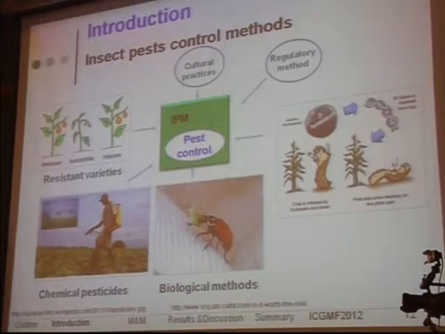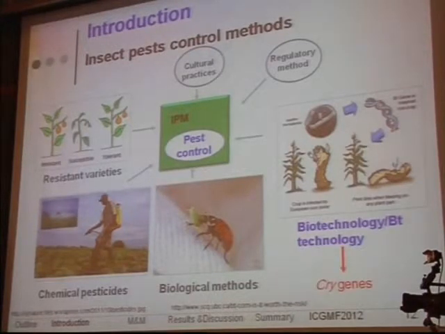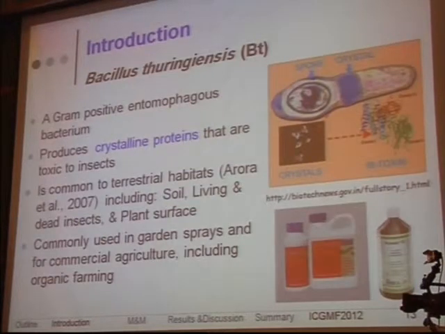And of course, the most important one, let's say from this conference, is the technology tools using BT or Cry genes. BT is a gram-positive bacterium. It was identified in 1900, and then it was called Bacillus thuringiensis in the 1930s after the German scientist Berliner. Thuringiensis comes from a German state, Thuringen, in former Germany.